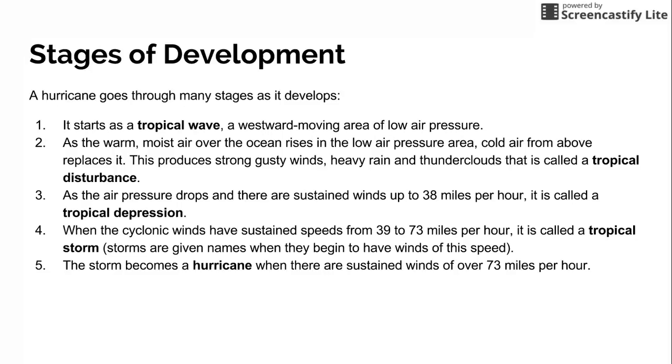When the cyclonic winds, or the winds that are rotating in a counterclockwise direction, have sustained speeds from 39 to 73, it's now called a tropical storm. Tropical storms are given names when they begin to have winds of this speed. The storm becomes a hurricane when there are sustained winds over 73 miles an hour. So it starts as a tropical wave, then becomes a tropical disturbance, then a tropical depression, a tropical storm, and then a hurricane.